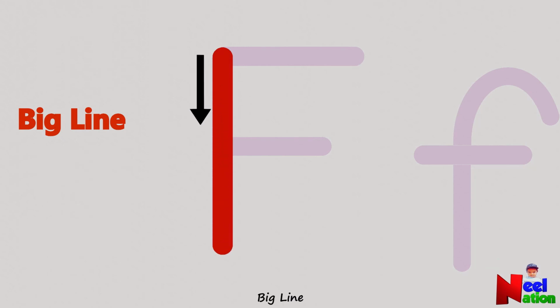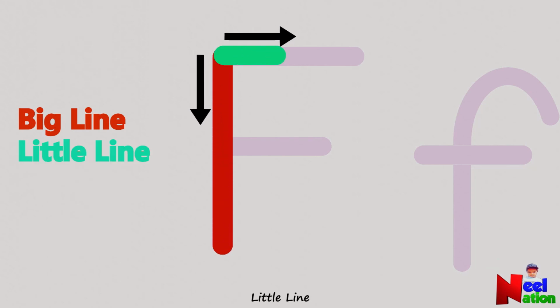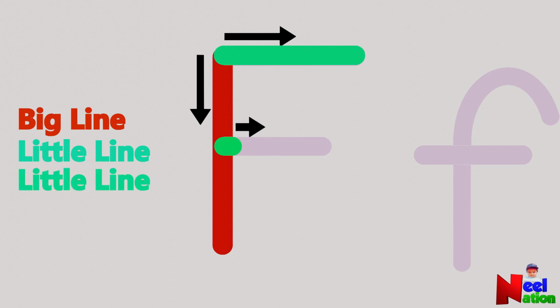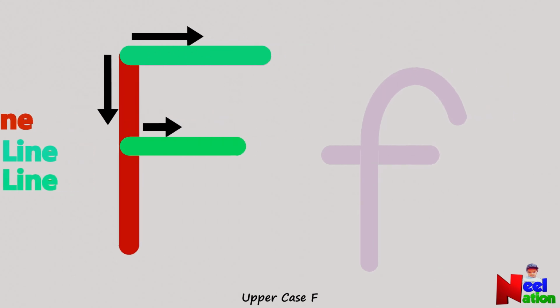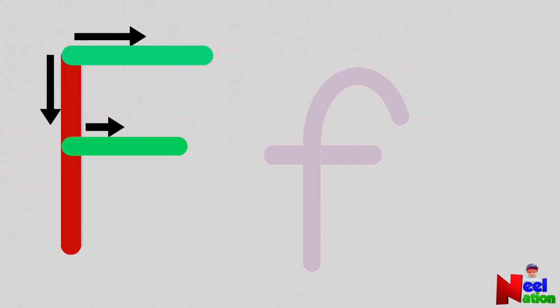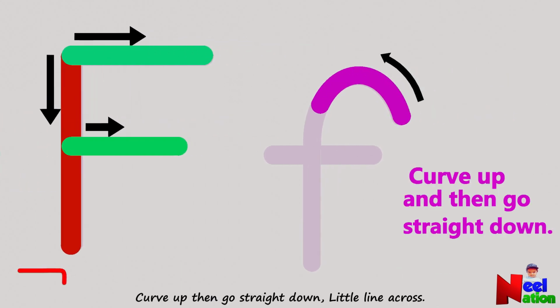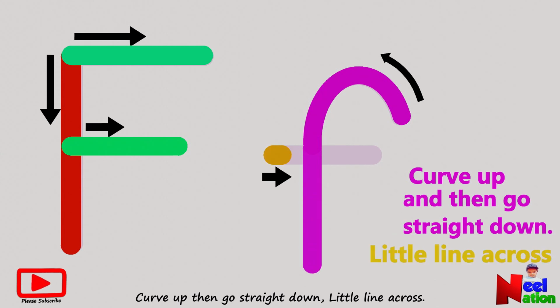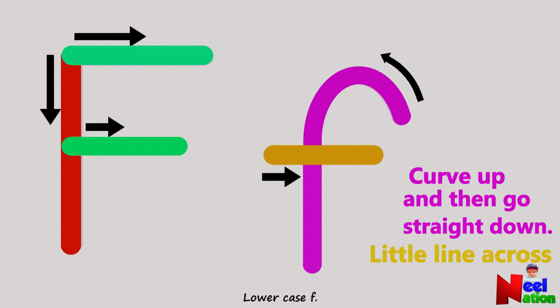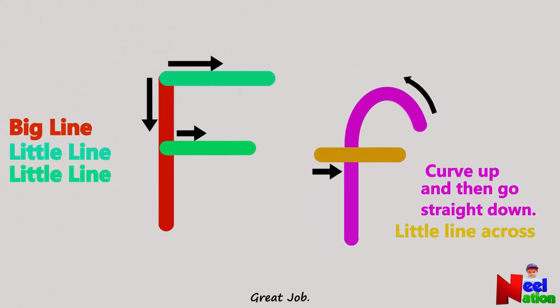Big line, little line, and little line. Uppercase F. Go up and then go straight down. Little line across. Lowercase f. Great job!